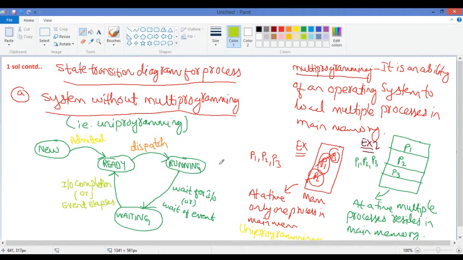After it has finished, it will go into its final state. This is called exit. It will go out. This is called exit, and the name of this transition is terminated.